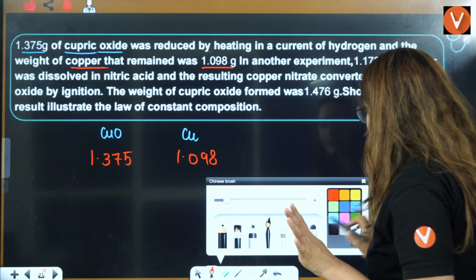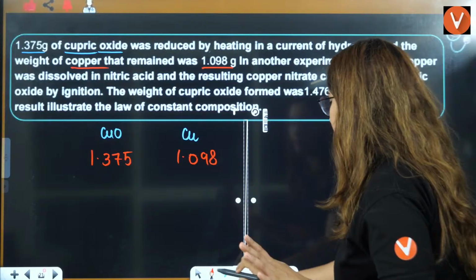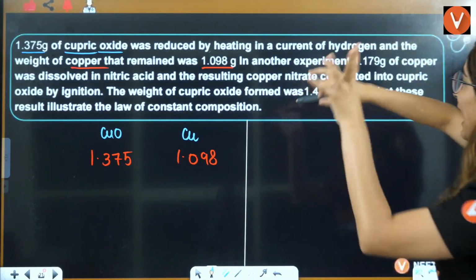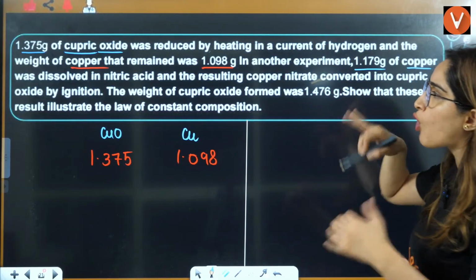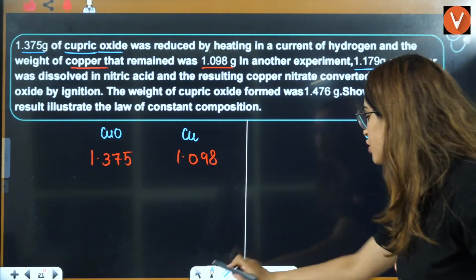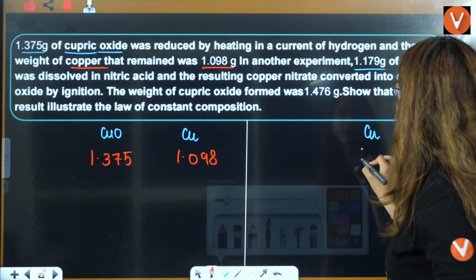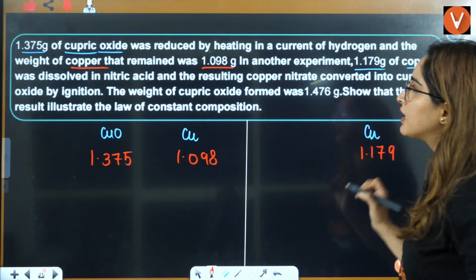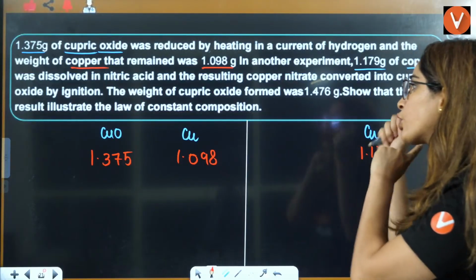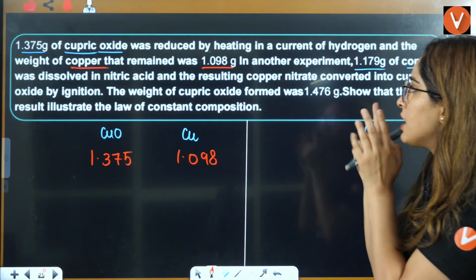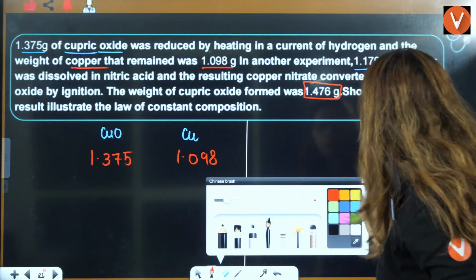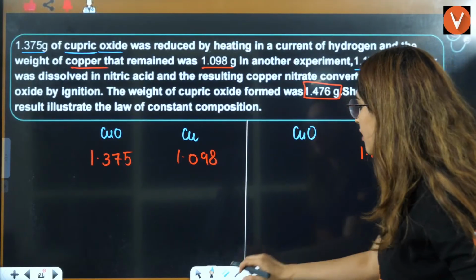If I talk about the second experiment here, that is, in another experiment, this much of copper was dissolved. Now we are talking about copper. How much copper was dissolved? 1.179 was dissolved in nitric acid, and the resulting copper nitrate converted into cupric oxide by ignition. The weight of cupric oxide formed is this. Now the weight of cupric oxide is 1.476.